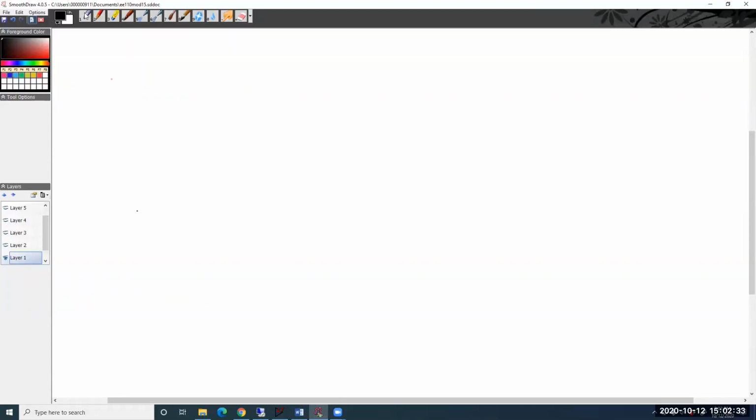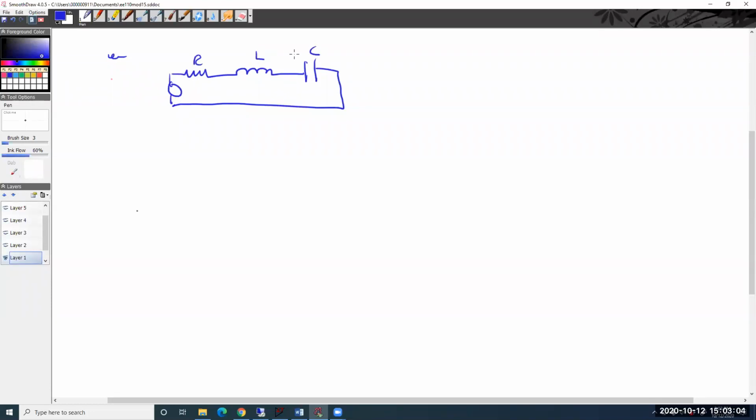So, I do have some things in the notes, and I thought I had some examples there, but really, we have this. Across VR is band, across VL is high, across VC is low, across VL plus VC is notch.